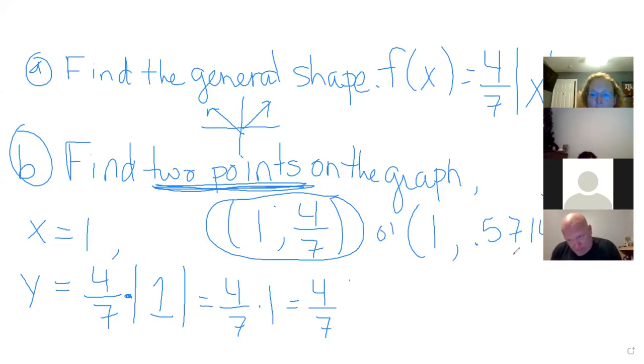0.5714 right there. So I'm going to put a big "or" right here. You can't do both of those because they're the same point, one or the other. Decimal or fraction, it doesn't matter which one.